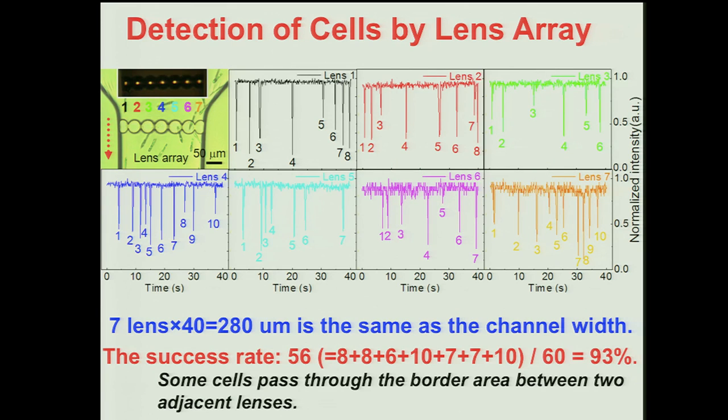Okay, so to detect all cells passing through the microfluidic channel along the lateral direction, namely the width direction, we fabricated an array of seven micro lenses in the microfluidic channel like this. And then we introduced 60 Euglena into the microfluidic channel. Then this integrated biochip succeeded in detecting 56 intensity changes in total by using the seven micro lenses, which means a success rate of 93%.